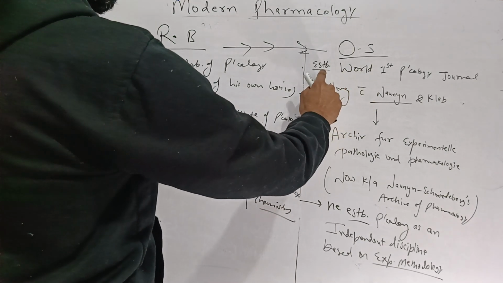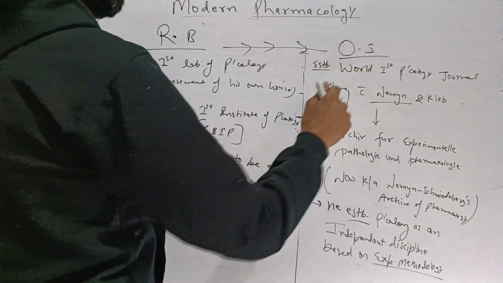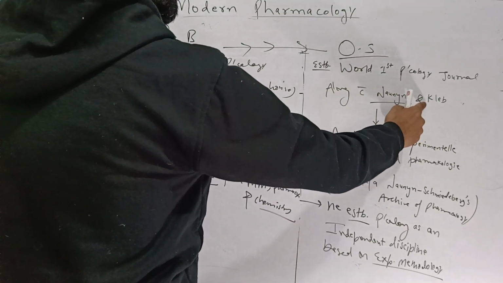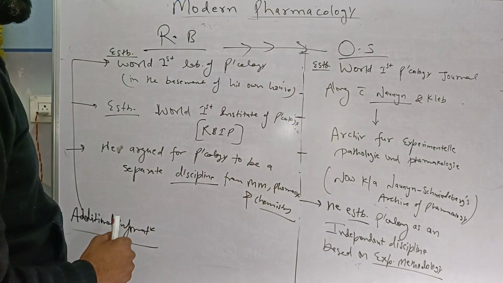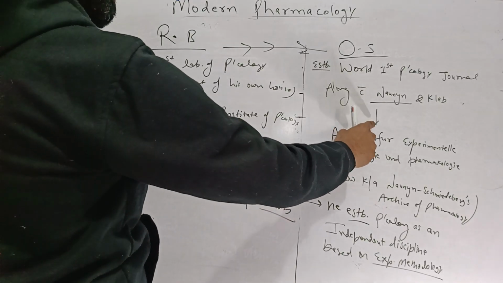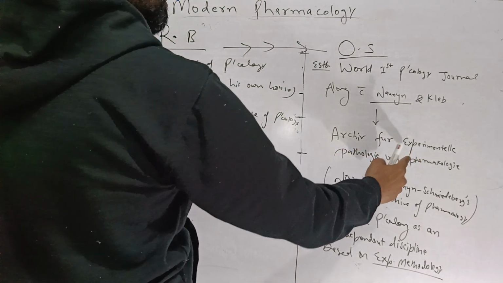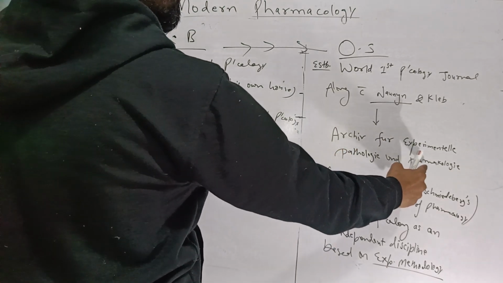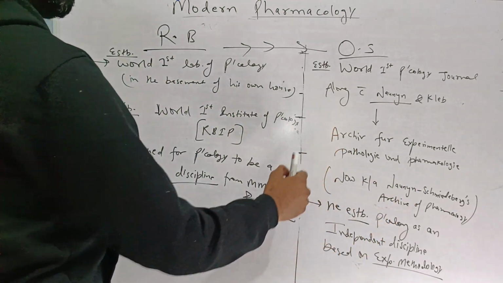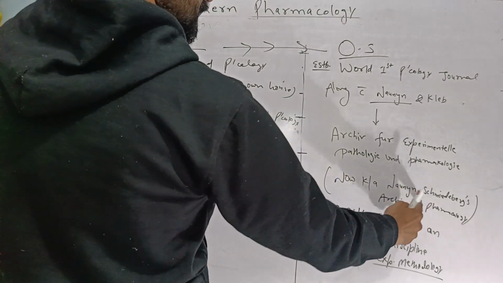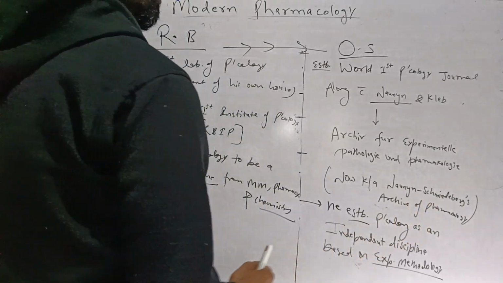Oswald Schmiedeberg established the world's first pharmacology journal, along with two pharmacologists, Klebs and Naunyn. The name of that journal was Archive for Experimental Pathology and Pharmacology, in German. Now it is known as Naunyn-Schmiedeberg's Archive of Pharmacology.